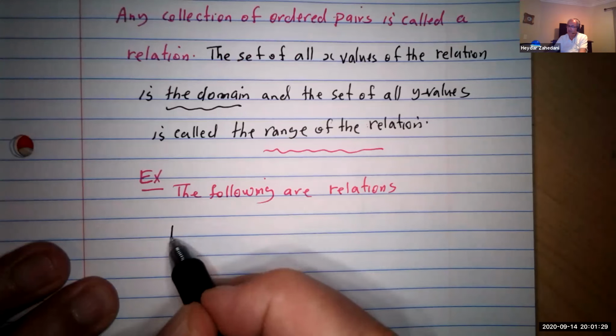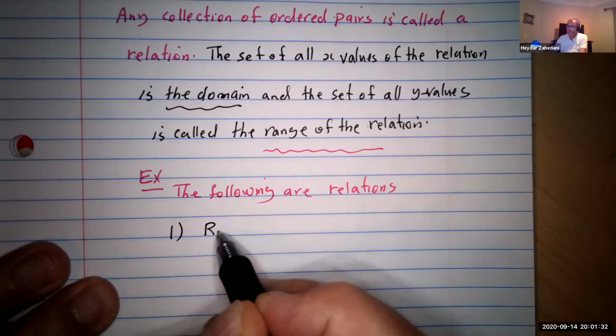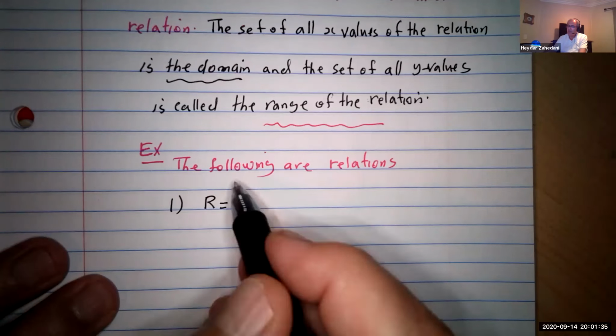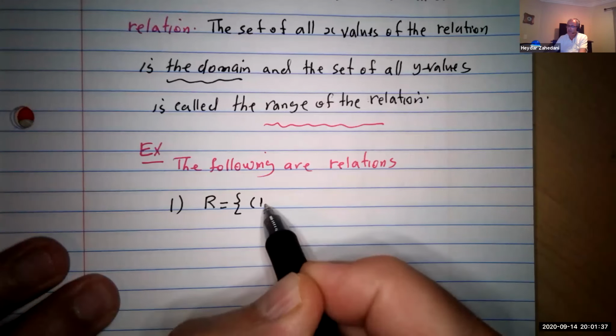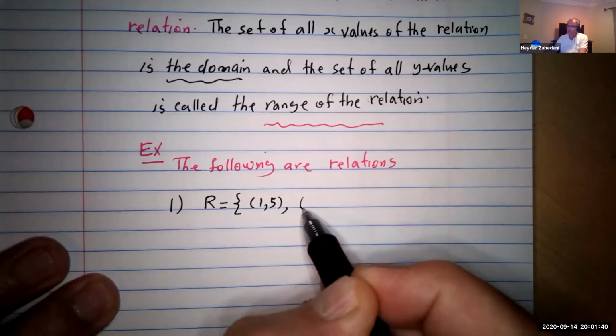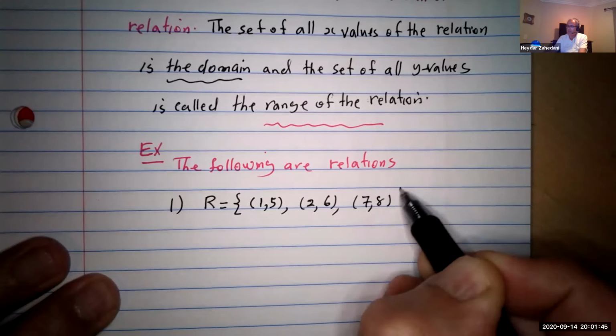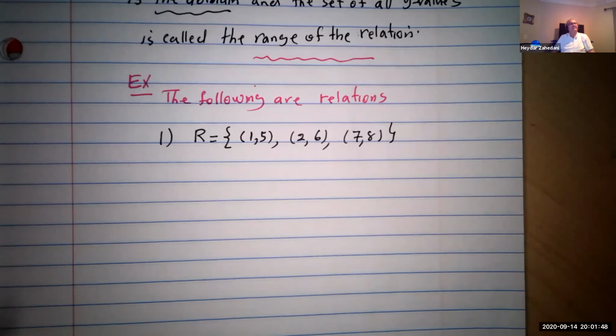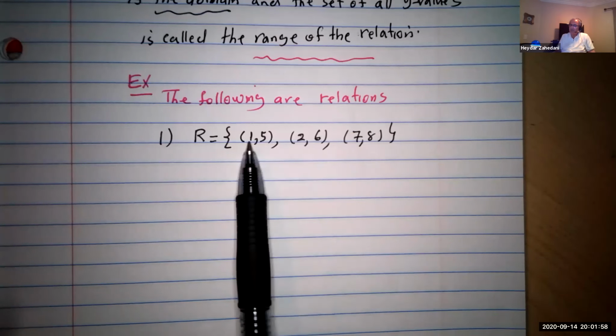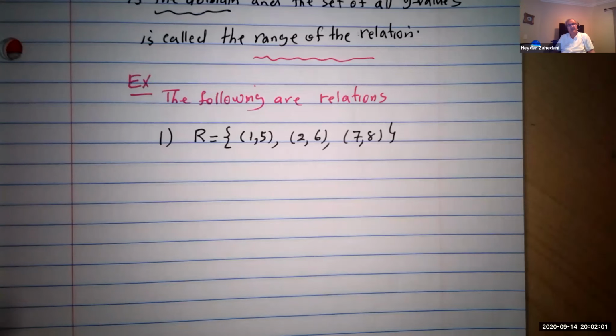What's going to be the first one? You see, I call it R for relation, and I put some ordered pairs together: (1, 5), (2, 6), (7, 8). You see, this is a relation. There is a reason that you relate 1 to 5, 2 to 6, 7 to 8. But they must be ordered pairs, you see, ordered pairs.